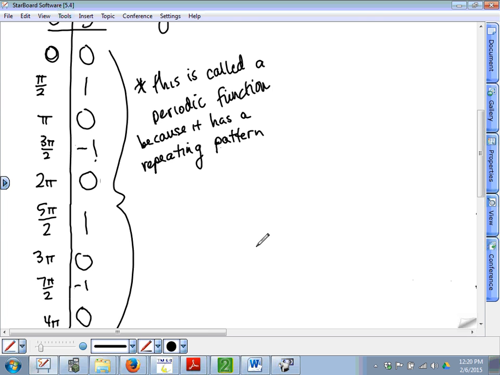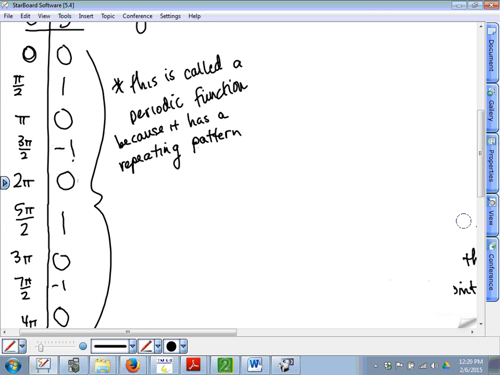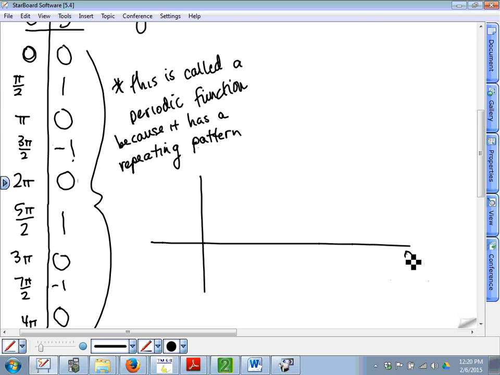One, zero. So let's draw a blank graph. Make it a little bit longer in the x direction. This would now be the theta axis, not the x axis. And the y axis.